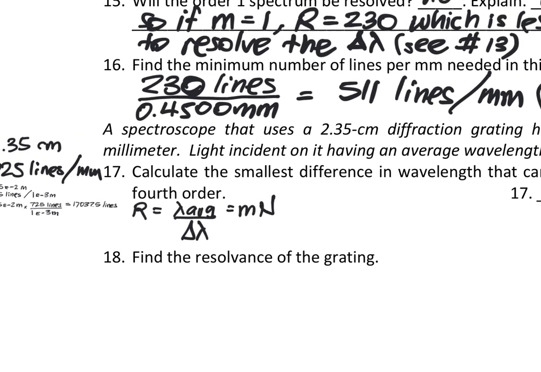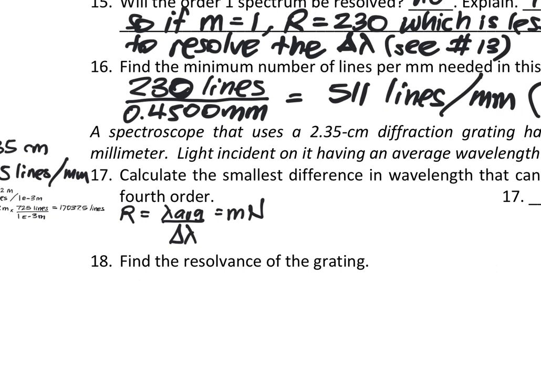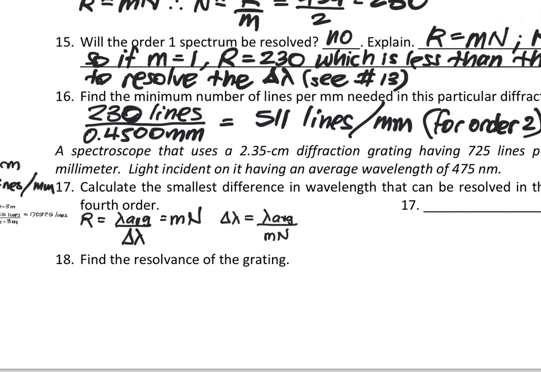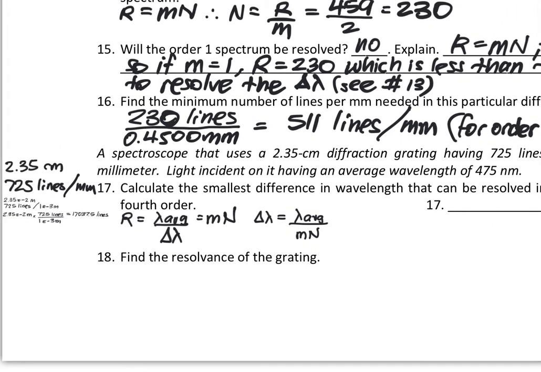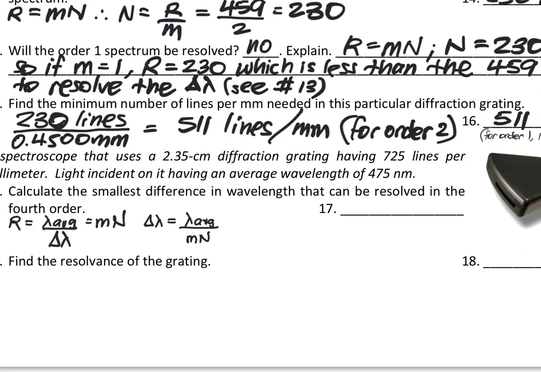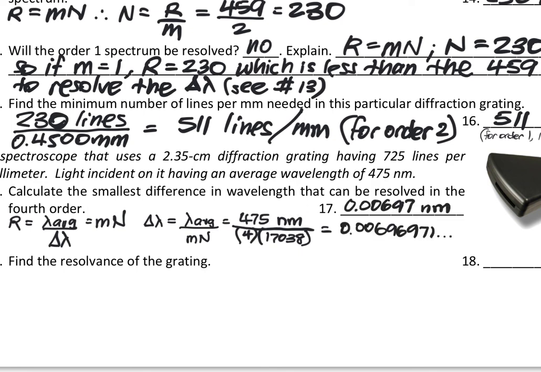All right, let's take a look here. We're looking for the delta lambda. So delta lambda is lambda average over mN. We have the average wavelength, we have the order, and now we also have the N. I am not going to convert the wavelength back from nanometers to meters because my answer is a delta lambda, which will also be in nanometers. So I'll just leave it in nanometers and we'll go from there. I get a final answer of 0.00697 nanometers.